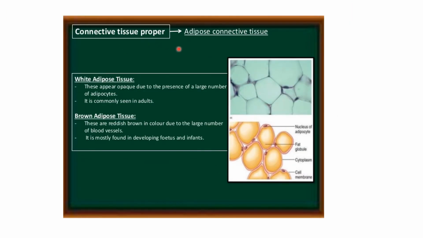Now adipose tissue is again of two types. First is white adipose tissue and second is brown adipose tissue. White adipose tissue appears opaque due to the presence of a large number of adipocytes, and is commonly seen in adults. The brown one is reddish in color due to the large number of blood vessels, and is mostly found in the fetus and infants.